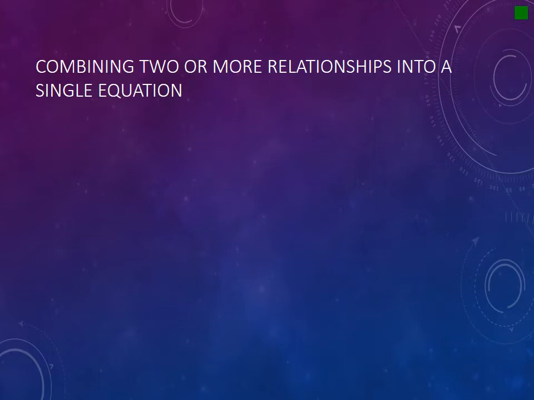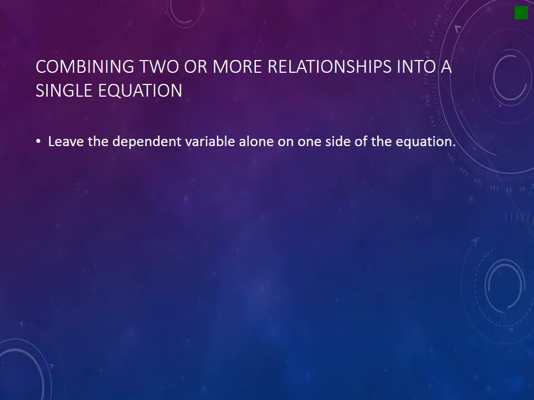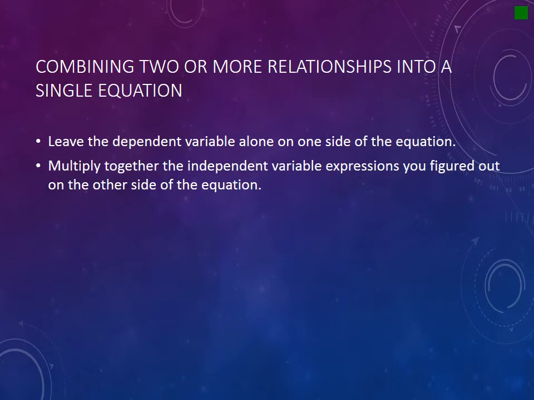So when you feel like you've identified all of the relevant variables in a relationship, we can put them together to make a single unified equation. We're going to leave the dependent variable niceness alone on one side of the equation. And for our two independent variables, well, we just multiply them together on the other side of the expression. And it looks a little something like this, where niceness is left alone is going to be equal to the amount of candy given out multiplied by 1 over the amount of homework given.